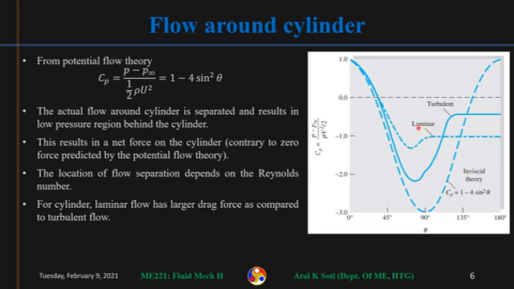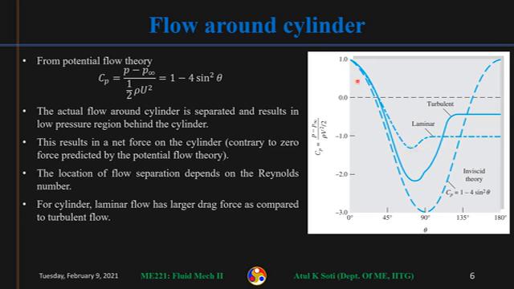But in the realistic case, like in practical conditions, when we measure forces on cylinders, we get a force, and the reason for that is flow separation. So when you actually measure the pressure on a cylinder, this is what we get. So for the laminar flow case, when there is a laminar flow around a cylinder, the pressure distribution is like this.